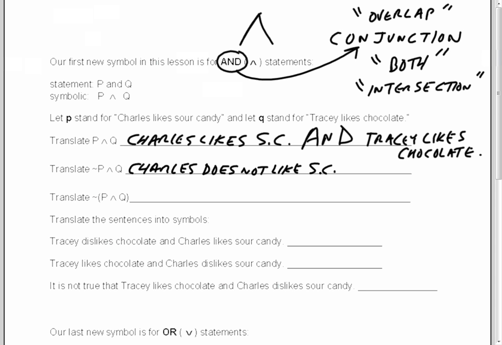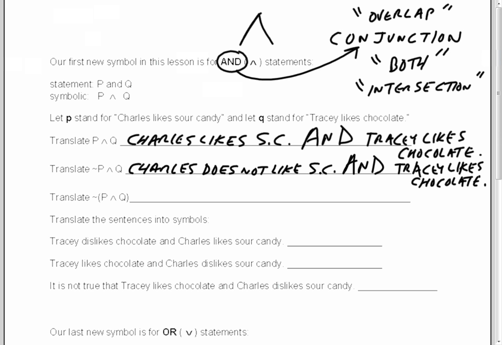Do I still have an "and" symbol? Then Q, was Q negated? No, in this case, that phrase stays the same. Tracy likes chocolate. How many of you take a language course like Spanish or French? Are you required to take 1 or 2 years? That's all this is. We're just learning a new language and we're translating from words into symbols.